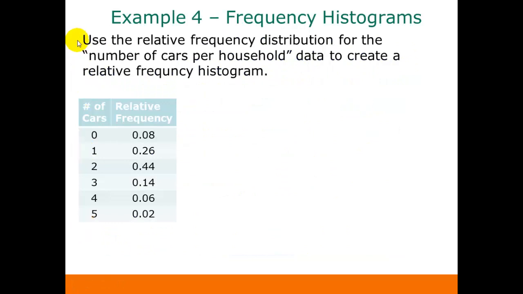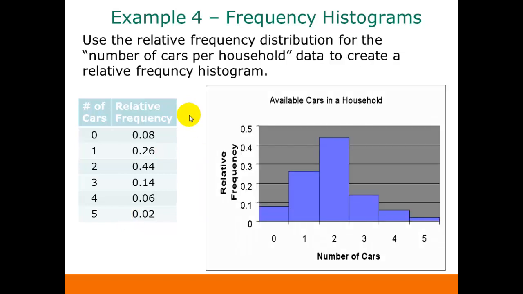Here's an example of a frequency histogram. We have data about the number of cars per household. We already had our frequency and relative frequency distributions for that. And if we want to do a histogram, notice here we have our different classes going along the horizontal axis and our relative frequencies on the vertical axis. And notice again our rectangles here touch each other instead of being separated like they were for a bar graph.